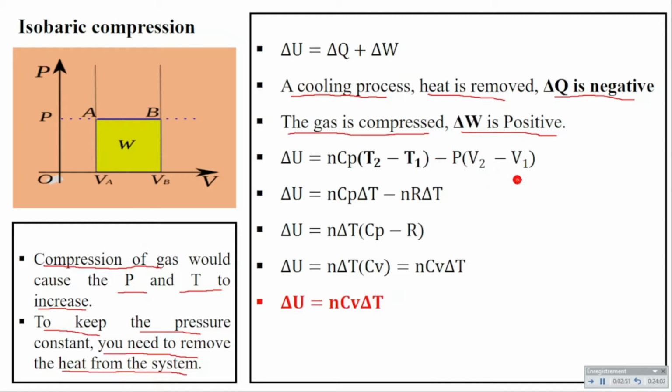So minus P dV. Then here we replace: we know that this is nCp dT minus nR dT, because we know PV is equal to nRT. Then you have n dT, Cp minus R, and we know that Cp minus R is equal to Cv. So here we have dU is equal to n dT Cv, so nCv dT. That means the internal energy for isobaric compression is equal to nCv dT. So internal energy for isobaric processes is equal to nCv dT.